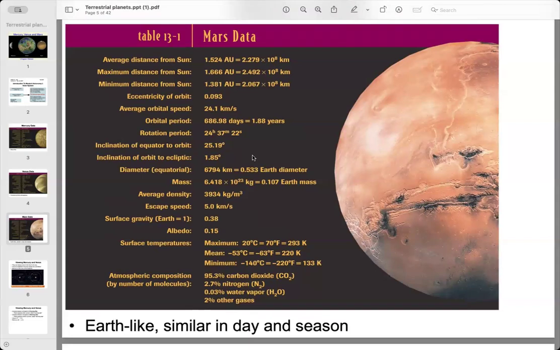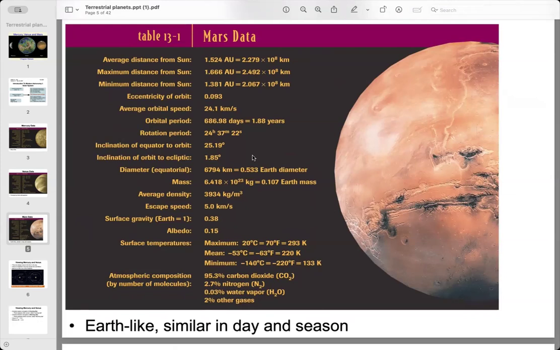Let's look at the temperatures. The temperature is more moderate. Maximum is 70 degree Fahrenheit. The mean is negative 63 degree Fahrenheit, and the minimum is minus 220 degree Fahrenheit.